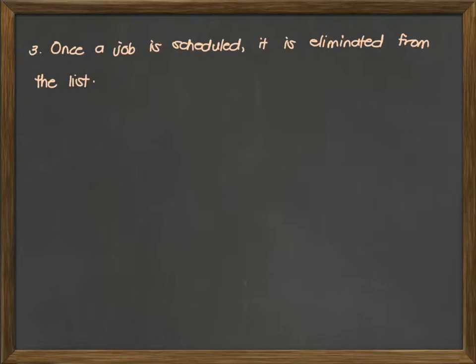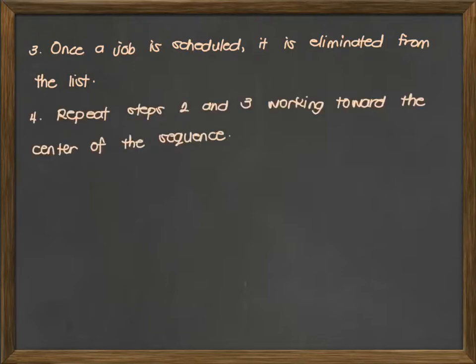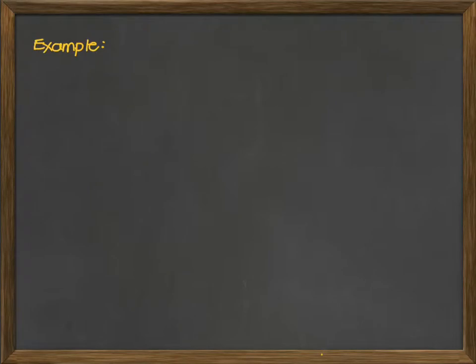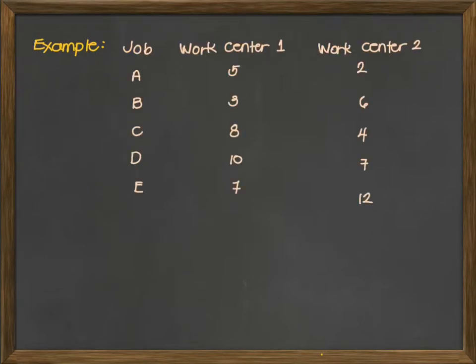Now for the third step, once a job is scheduled, it is eliminated from the list. And fourth is to repeat steps 2 and 3, working toward the center of the sequence. Now let's proceed with our example. So we are given the following jobs, A, B, C, D, and E. And we are also given the process time in hours for each work center.